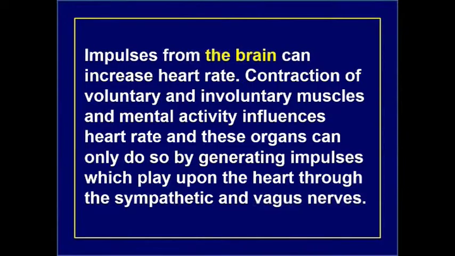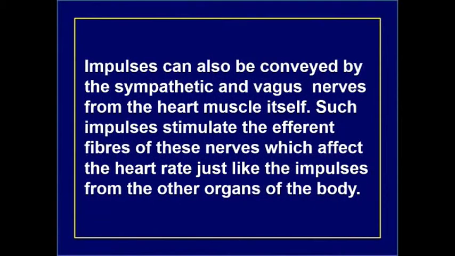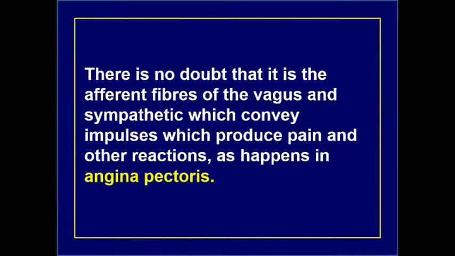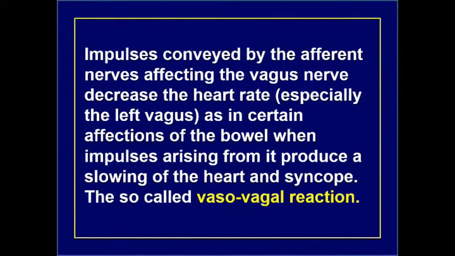So we said that impulses from the brain increase the heart rate. Contraction of the voluntary and involuntary muscles and mental activity influence the heart rate and these organs. There's no doubt that it is the afferent fibers of the vagus and the sympathetic system, in other words the information to the brain, impulses which produce pain and other reactions known as angina pectoris when we don't get enough oxygen to the muscle tissue.